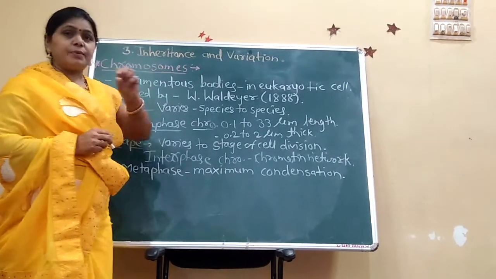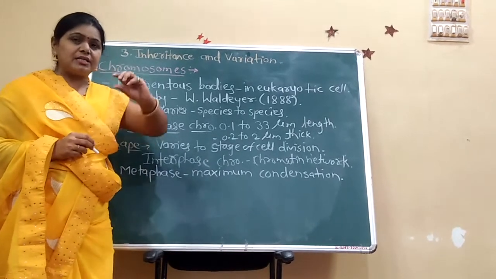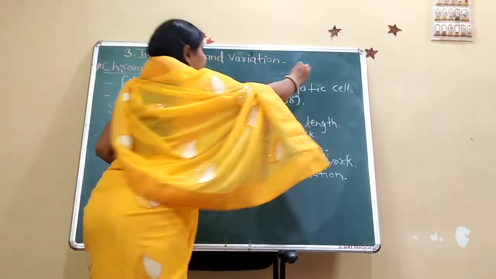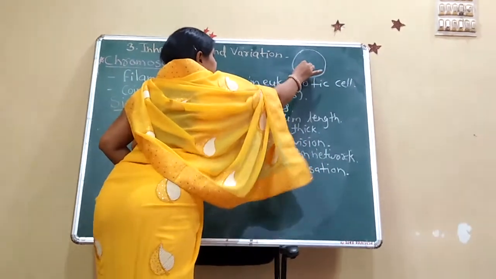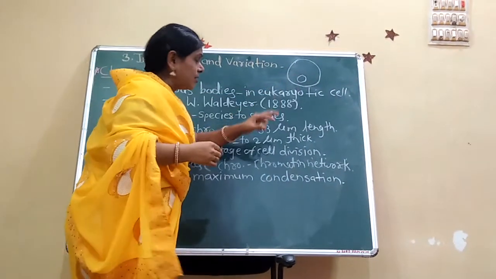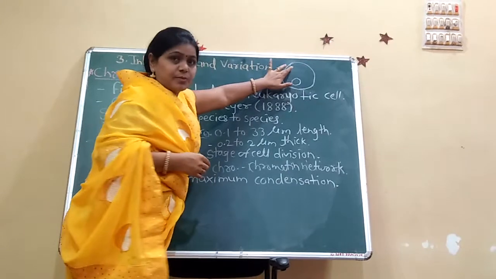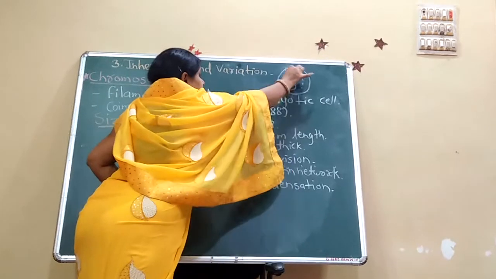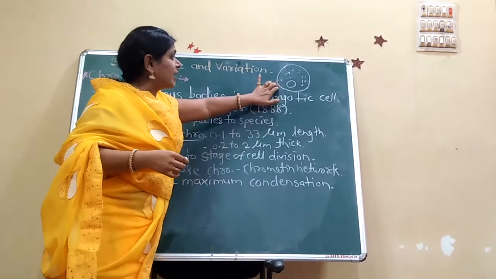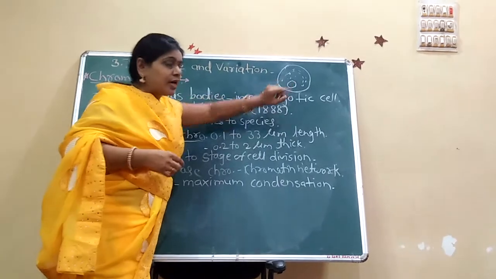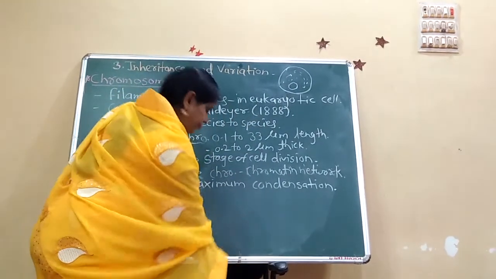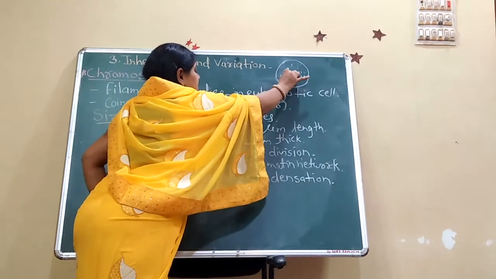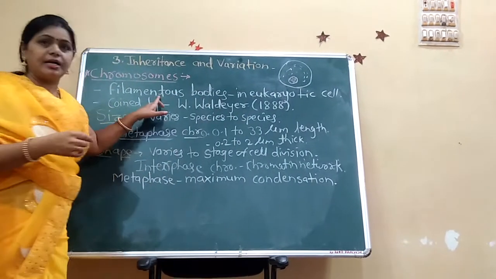These chromosomes are present in the eukaryotic cell, and in that cell the nucleus is a structure, and in that nucleus the chromosomes are present. Here is the structure of the eukaryotic cell, and in it the nucleus and all the cell organelles are present: the mitochondria, Golgi bodies, endoplasmic reticulum, and the ribosomes. This is the nucleus of the eukaryotic cell. In that nucleus the chromosomes are present. Here these are the chromosomes, the filamentous, thread-like bodies.